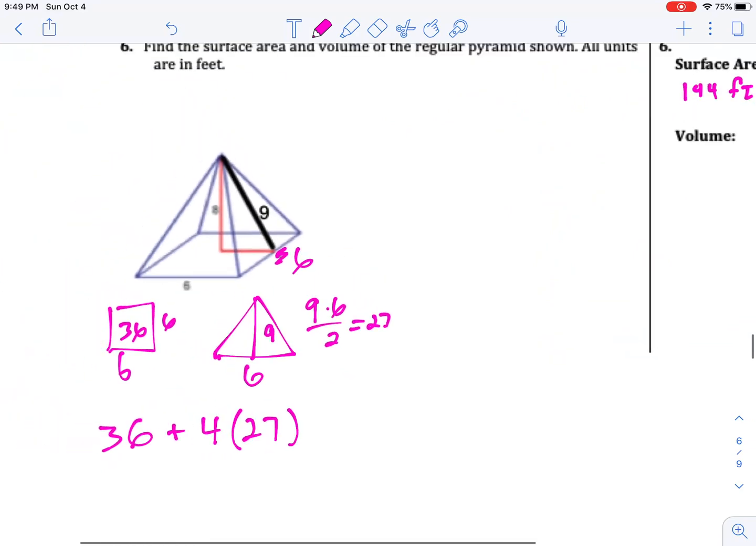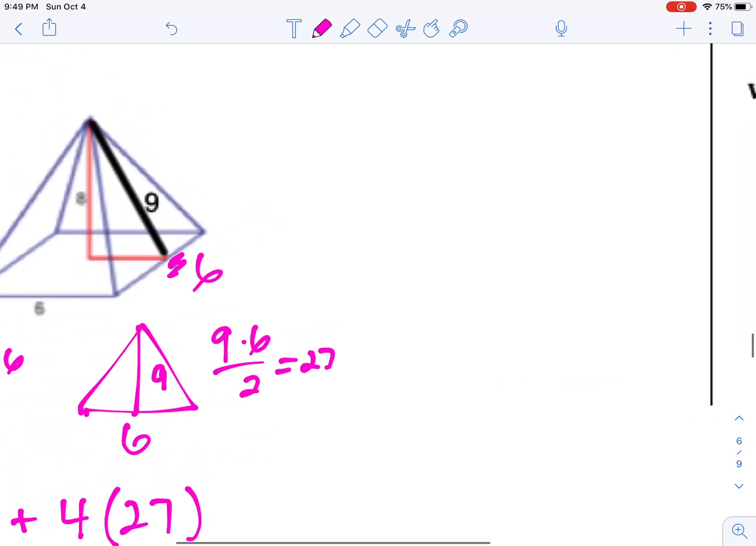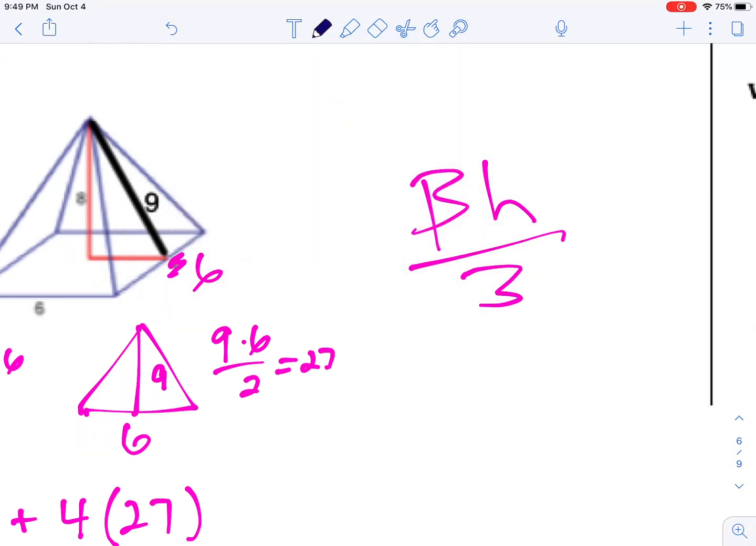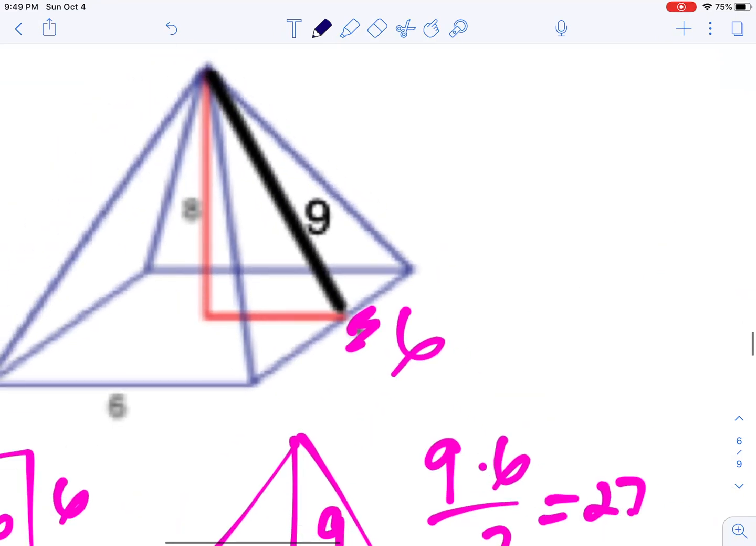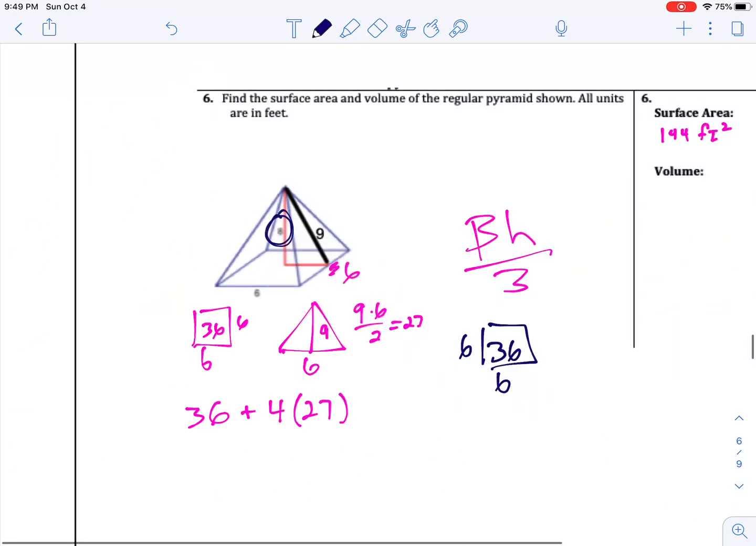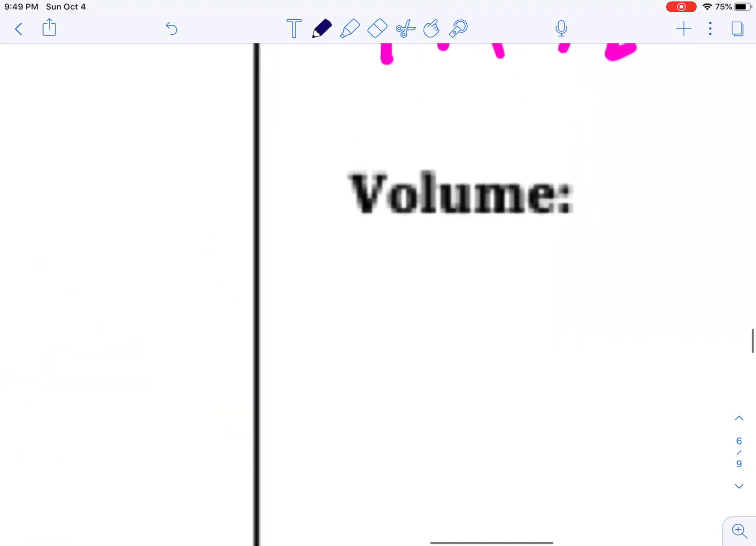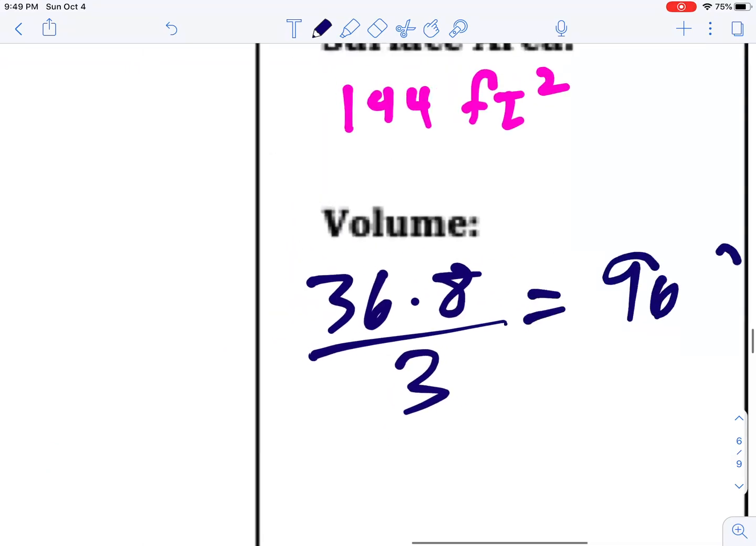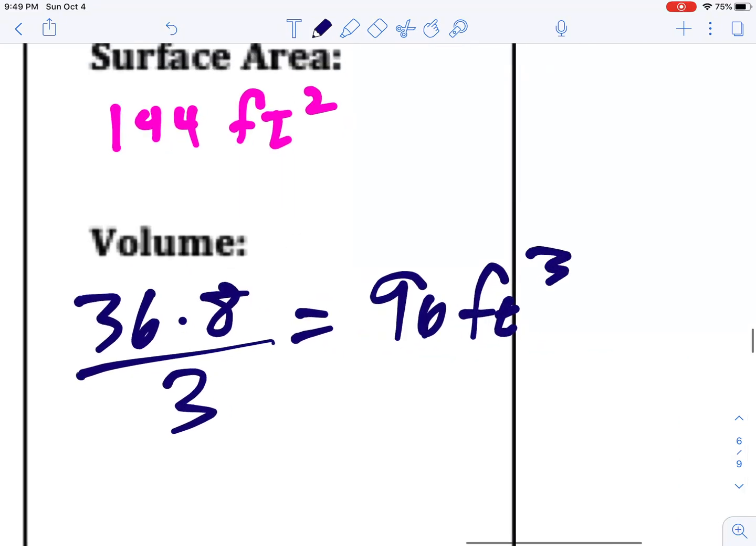How do I find the area, or sorry, the volume? Well, that's area of the base times the height divided by 3. So the volume then is going to be area of the base, 6 times 6 is 36 times the height. Now we want the height of the prism, which is our 8. So we're going to do 36 times 8, and then divide that by 3. That gives us 96 cubic feet.